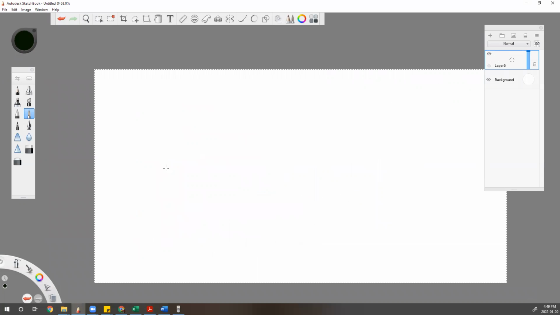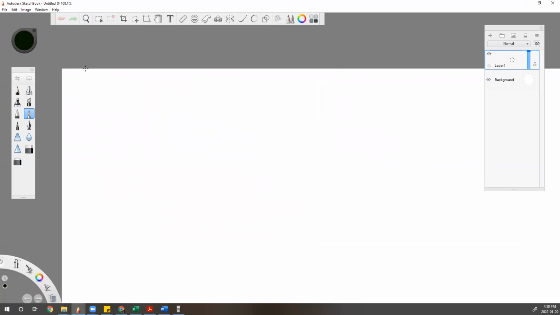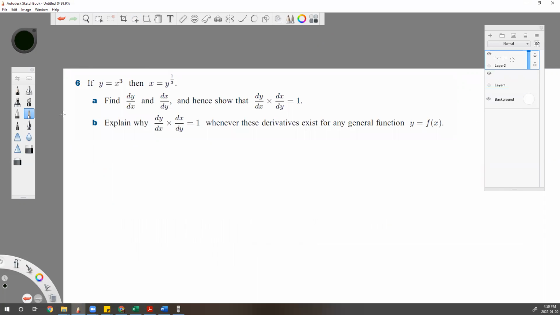Oh, okay. Thank God, this is simple. This is conceptual, pure concept. So if y equals x cubed and x equals y to the power 1/3, you want to find dy/dx. So dy/dx and dx/dy, right?